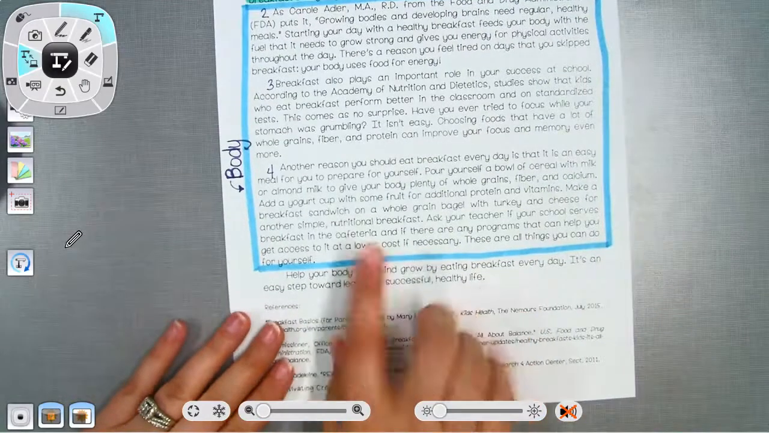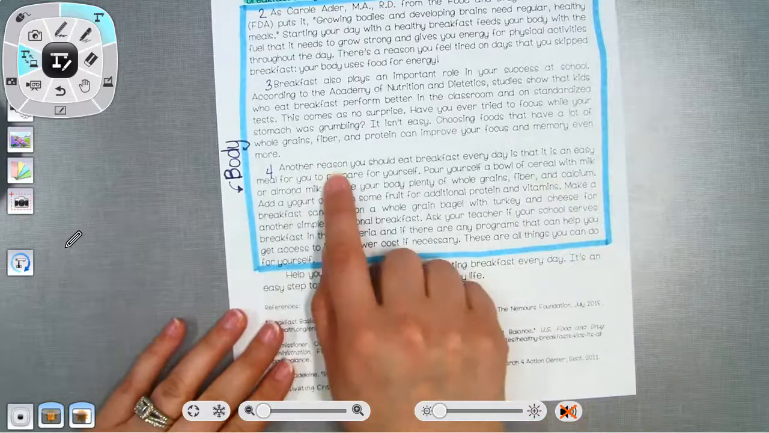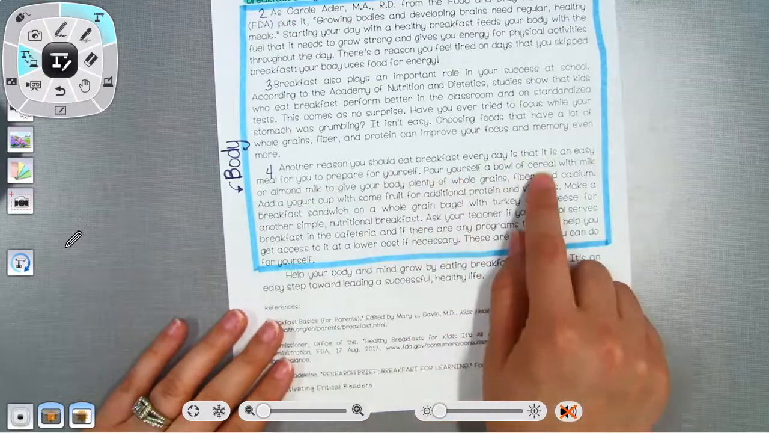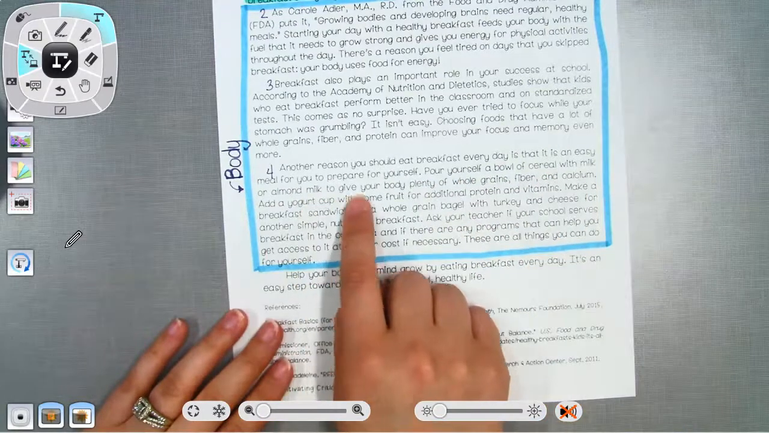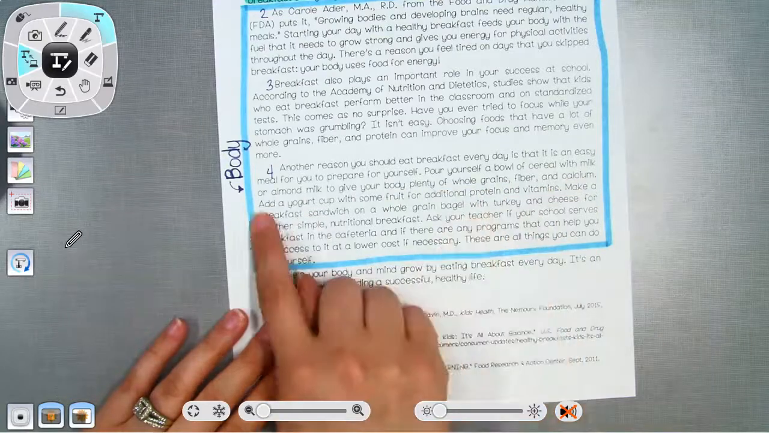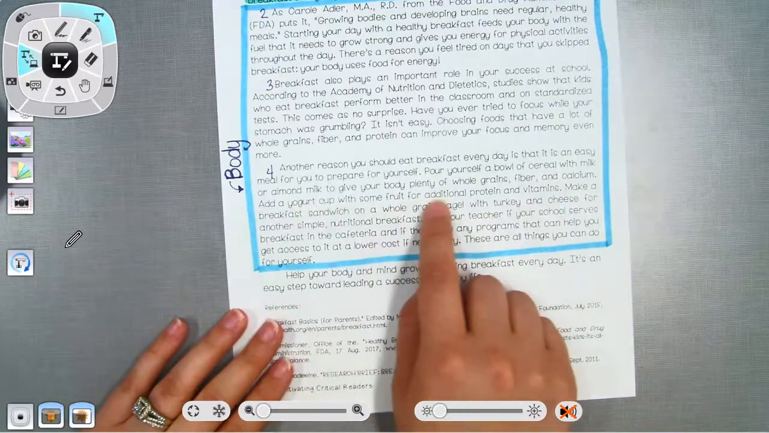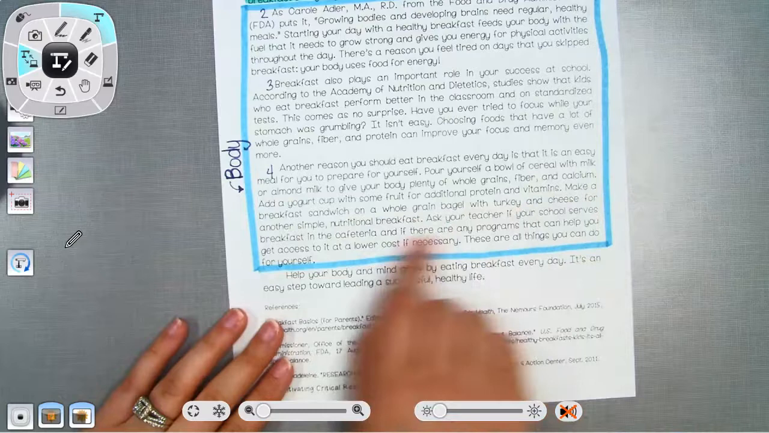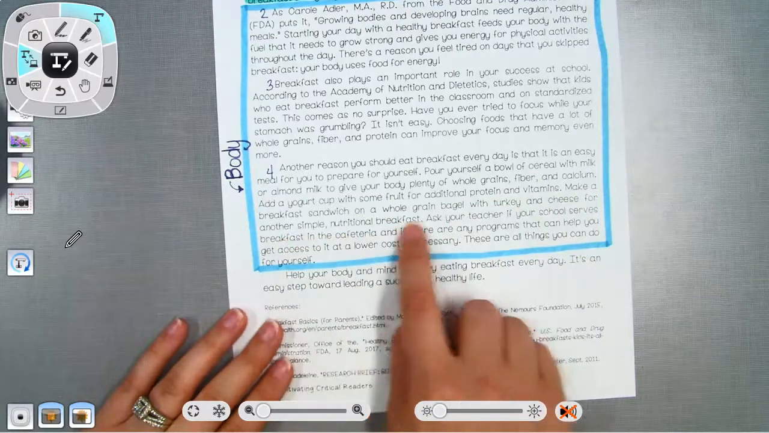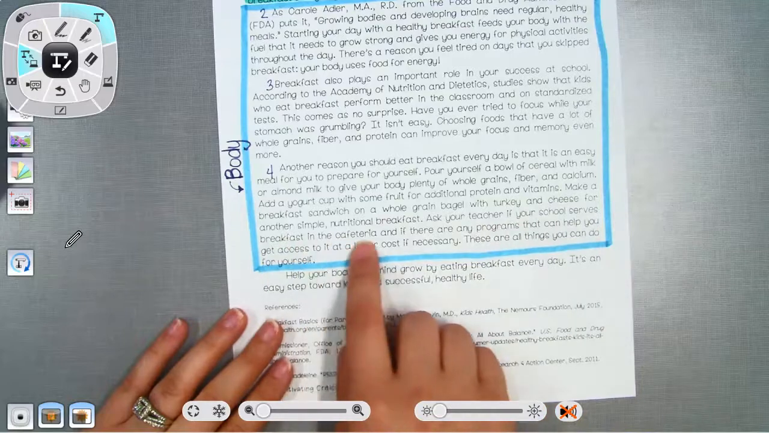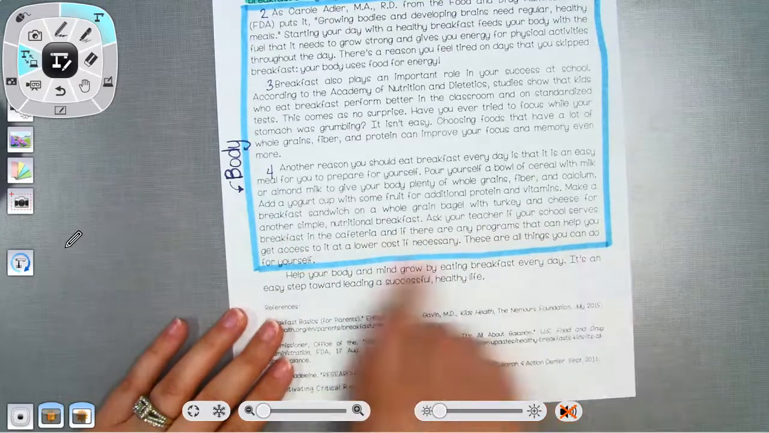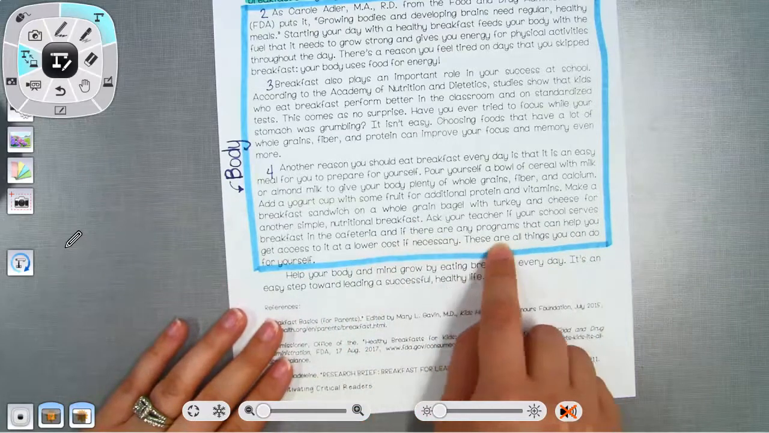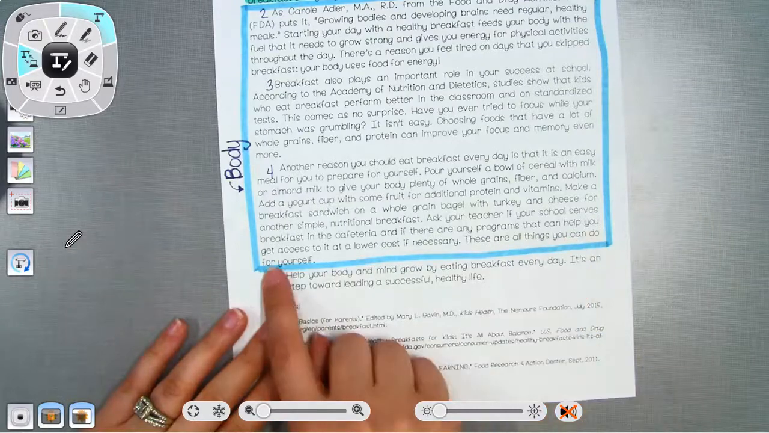Okay. The third one. "Another reason you should eat breakfast every day is that it is an easy meal for you to prepare for yourself. Pour yourself a bowl of cereal with milk or almond milk to give your body plenty of whole grains, fibers, and calcium. Add a yogurt cup with some fruit for additional protein and vitamins. Make a breakfast sandwich on a whole grain bagel with turkey and cheese for another simple nutritional breakfast. Ask your teacher if your school serves breakfast in the cafeteria, and if there are any programs that can help you get access to it at a lower cost if necessary." These are all the things you can do for yourself.